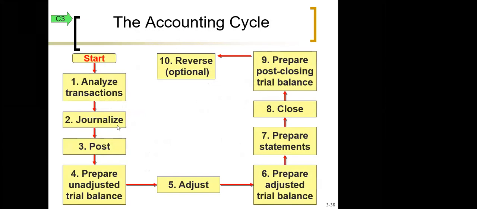So remember the steps in the accounting cycle. You analyze transactions, you journalize, you post, you prepare a trial balance, and you're actually going to do step 5, adjust. After adjusting, you prepare an adjusted trial balance. From the adjusted trial balance, you prepare statements. Then the computer closes the books for you, and you can print a trial balance. Okay, so we're eliminating some steps because the closing is automatic.